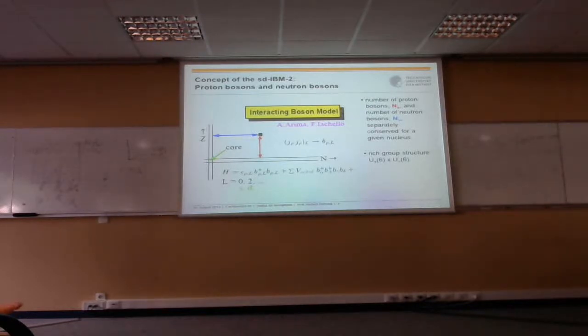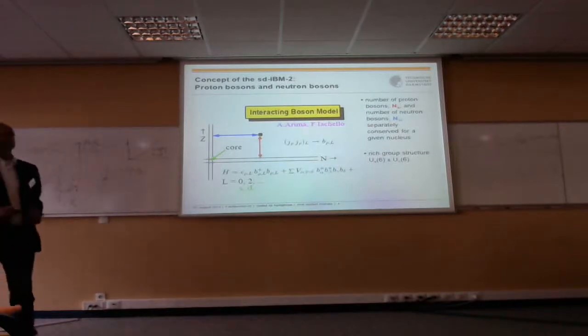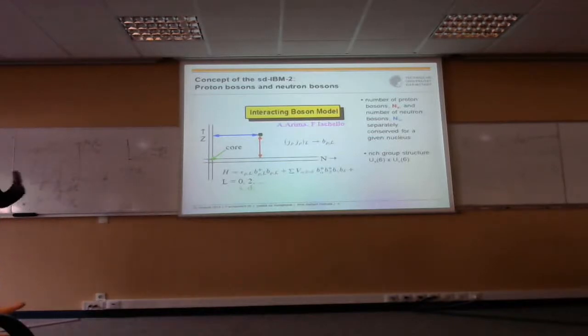And then you write up a boson Hamiltonian, which consists of boson energies, boson-boson interactions, and in principle higher order terms. In order to keep it simple, usually one neglects higher order terms. I will discuss mostly only systems where we confine ourselves to monopole bosons and quadrupole bosons, so S and D bosons. In the end, I will maybe discuss a little bit about octupole bosons also. For a given nucleus, you have a fixed number of valence protons and valence neutrons, and that means the number of proton bosons n_pi and the number of neutron bosons n_nu are separately conserved and constant for a given nucleus.